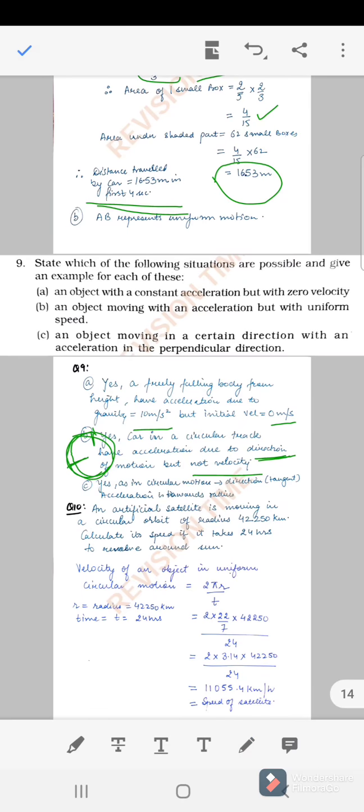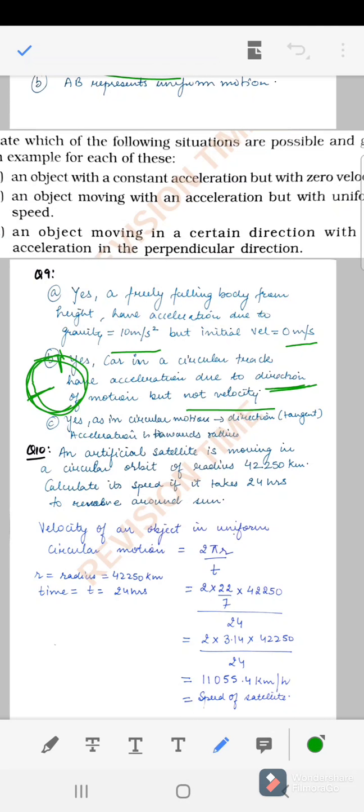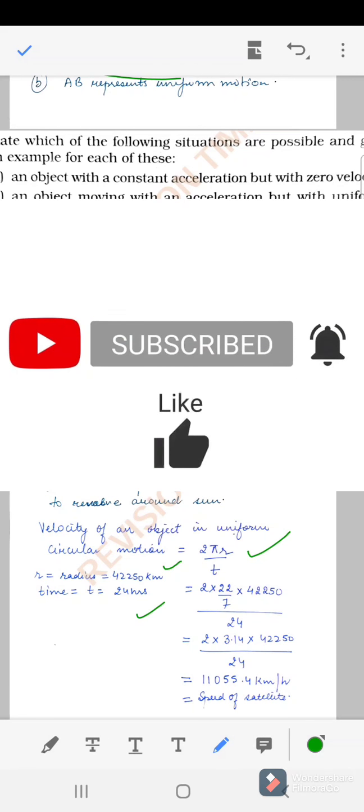Question number 10. An artificial satellite is moving in a circular orbit of radius 42250 kilometer. Calculate its speed if it takes 24 hours to revolve around the Earth. So velocity of an object in uniform circular motion we know is 2 pi r by t. Simply we are given the values of r and t. Put the values and find the answer.